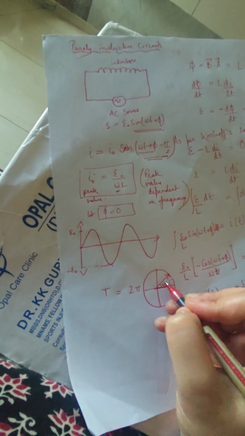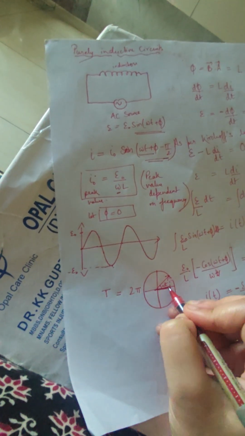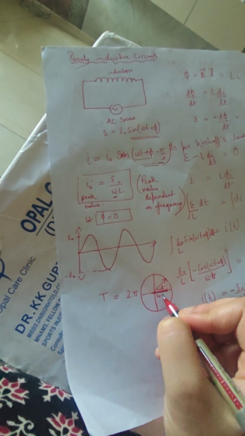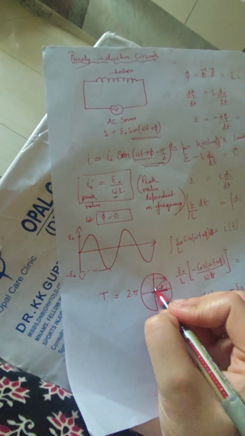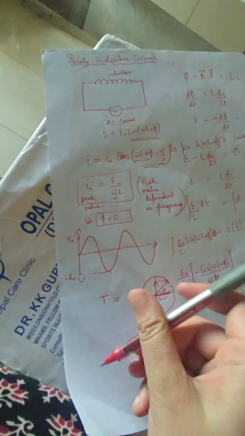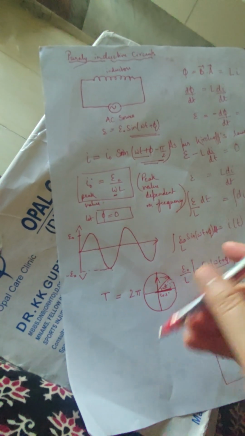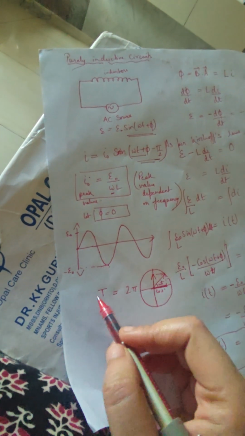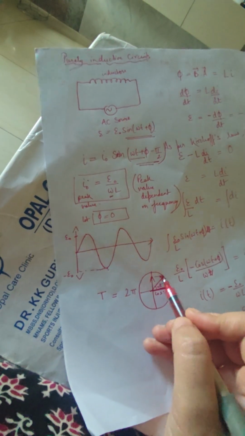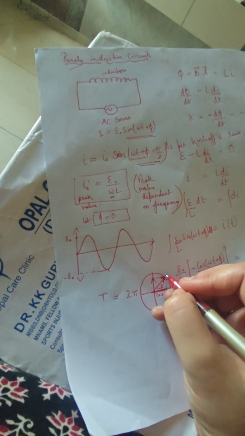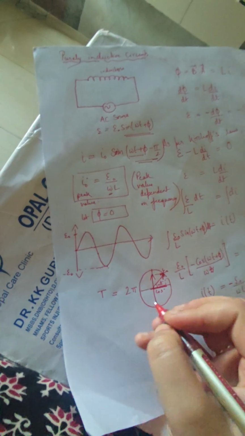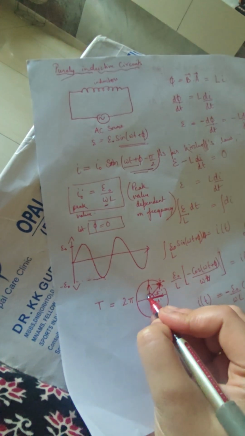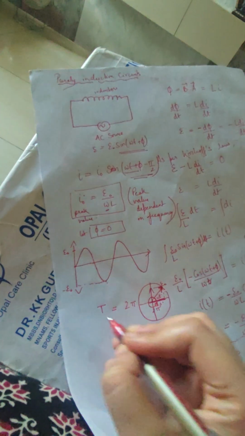So as I said, this is your omega t, and this is how the projection is varying. So if this is the cos function, this is your sine function. So in one complete cycle of time period, it would cover an angle of 2 pi. This vector is basically your I naught or E naught. Let's say it's E naught. So in one time period, it's covering one complete phase, 2 pi.